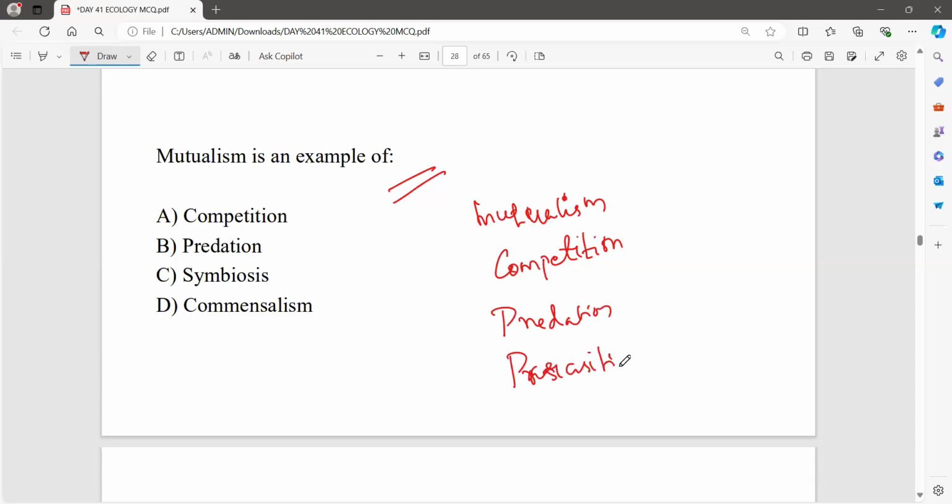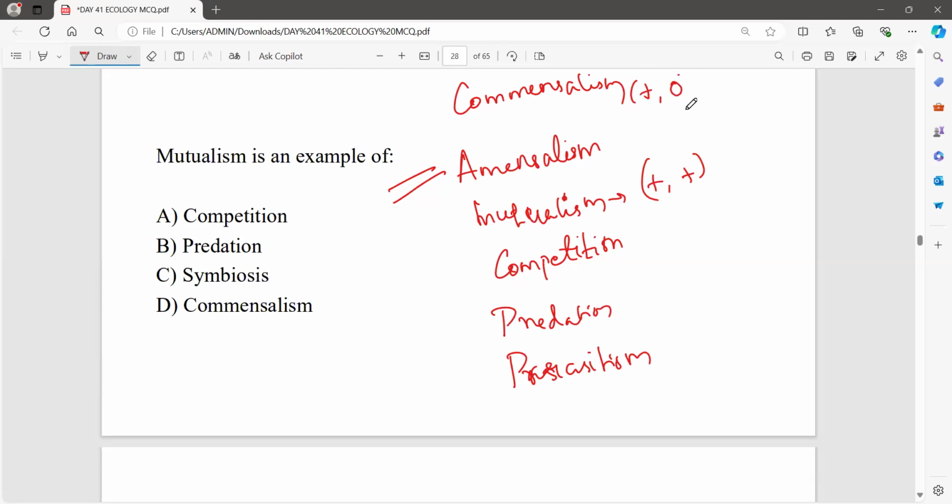Parasitism, commensalism, amensalism. Kindly go through the meaning of all these words. Mutualism means both the organisms are getting benefited. In commensalism, one is getting benefited, and the other is neither benefited nor harmed.